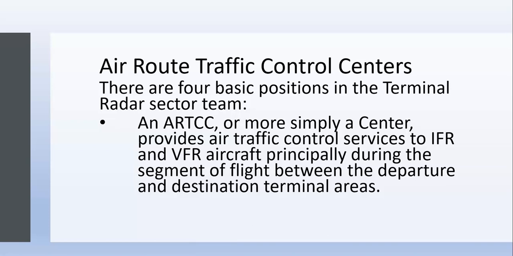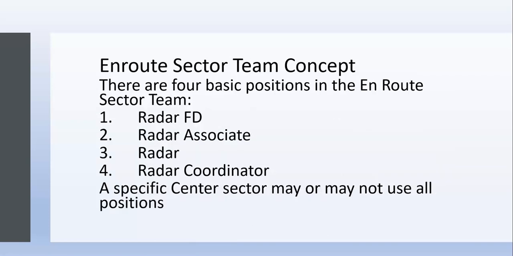The primary goal is, again, to provide air traffic control services to those aircraft. And just like TRACON, the Air Route Traffic Control Center consists of 4 basic positions: the radar flight data associate, the radar associate, the radar controller, and the radar coordinator. And again, the center may or may not use all of these positions depending on the workload.